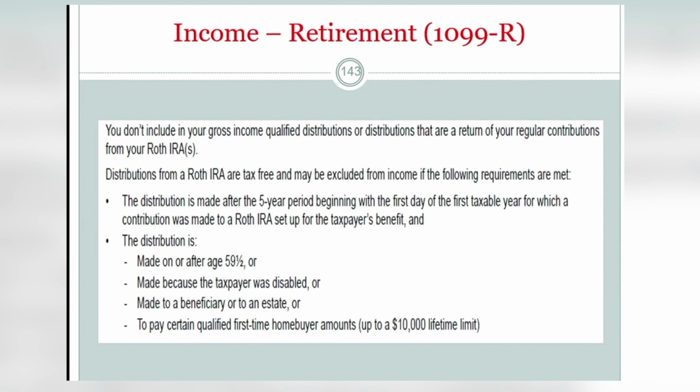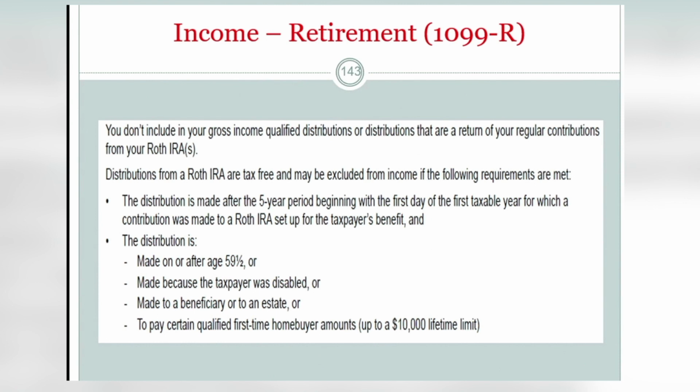You don't include in your gross income qualified distributions, or distributions that are a return of the regular contributions from your Roth IRA. Distributions from the Roth IRA are tax-free and may be excluded from income if the following requirements are met.